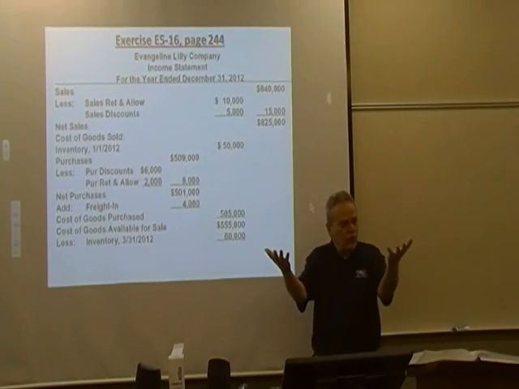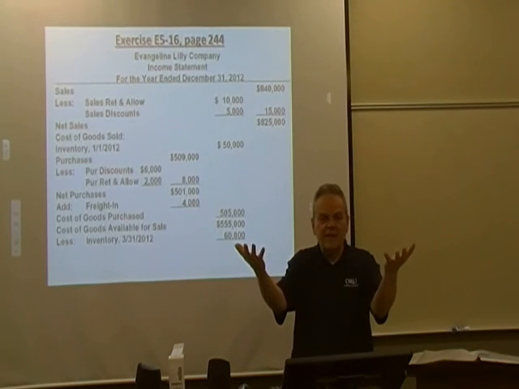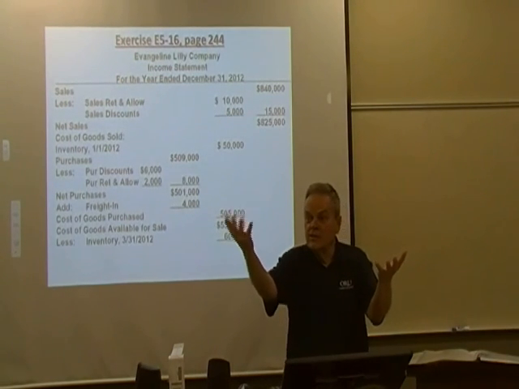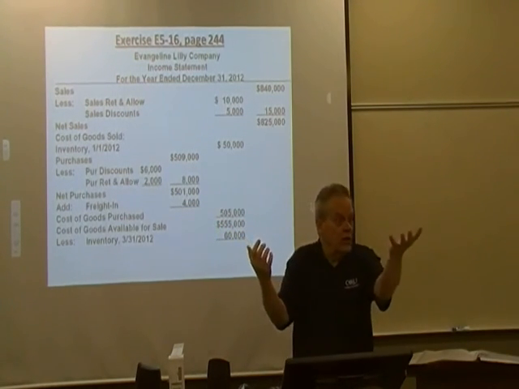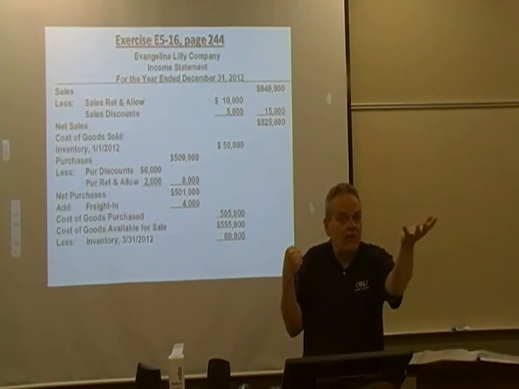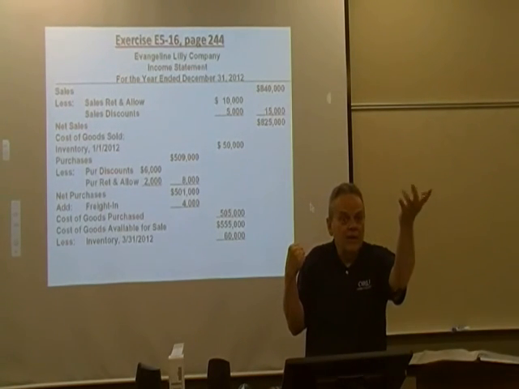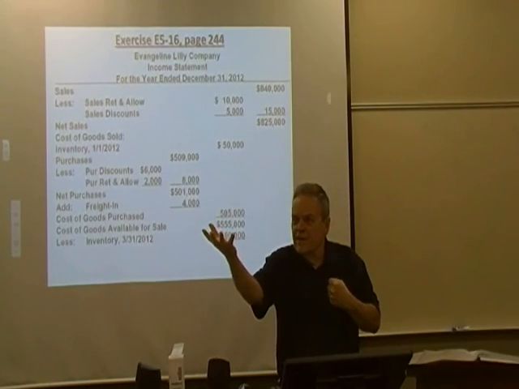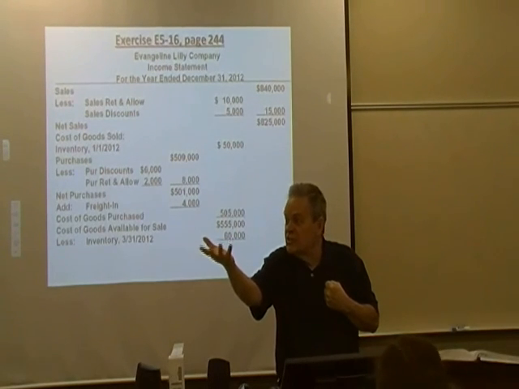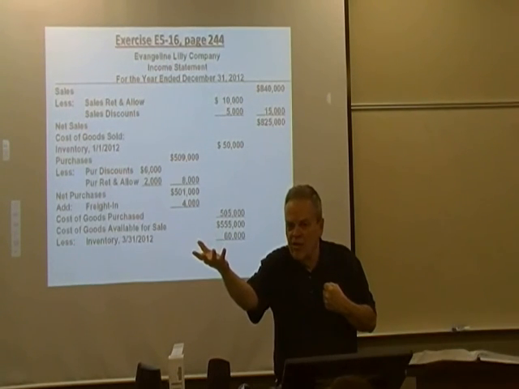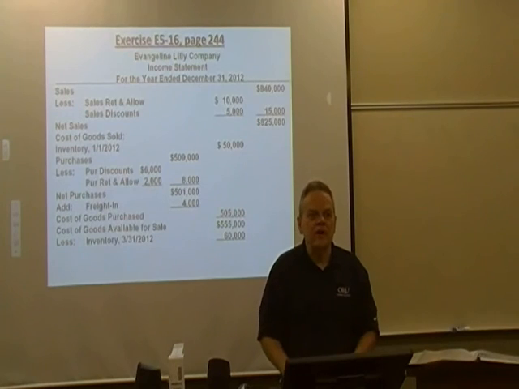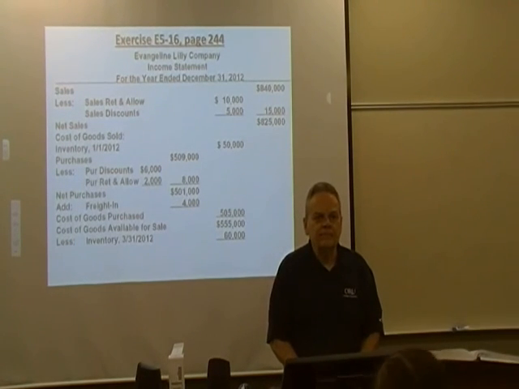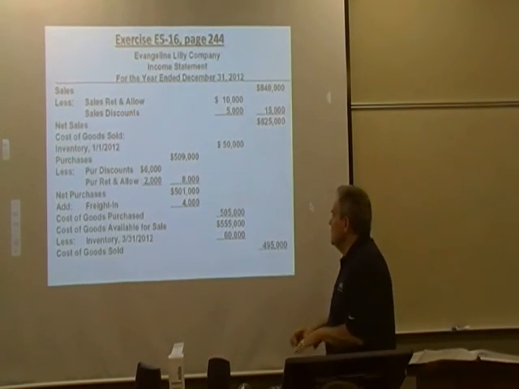Okay, you told me a minute ago, only two things can happen to these goods. What are they? You either sold them or you didn't. Now, which have we just accounted for? The ones we didn't. The 60,000 is the ones we didn't. And if we subtract the ones we didn't, what do we get? The ones we sold. The cost of the ones we sold. And what do we call that? Cost of goods sold. How much? You got me a number? $495,000 is cost of goods sold.